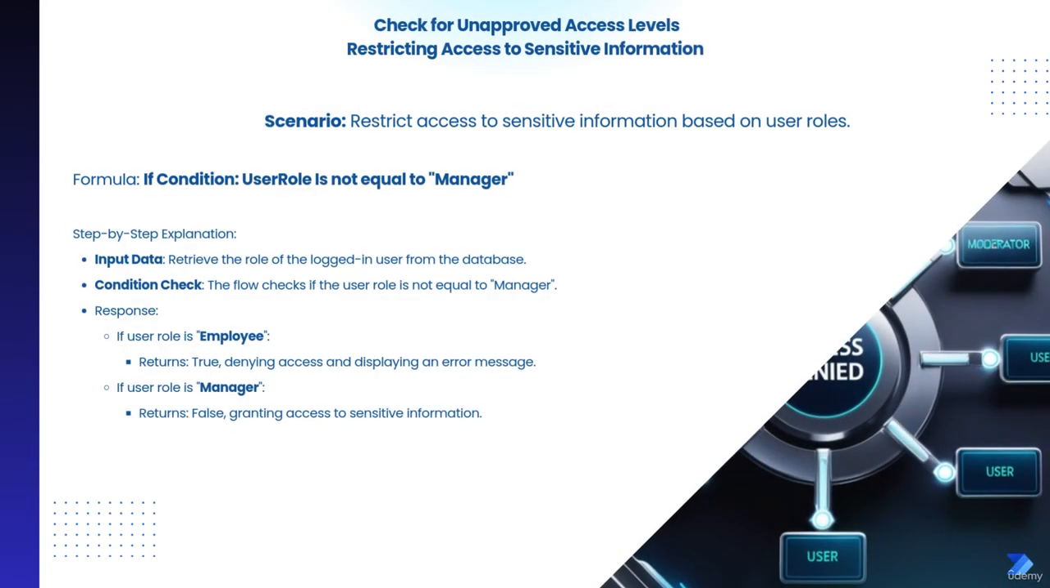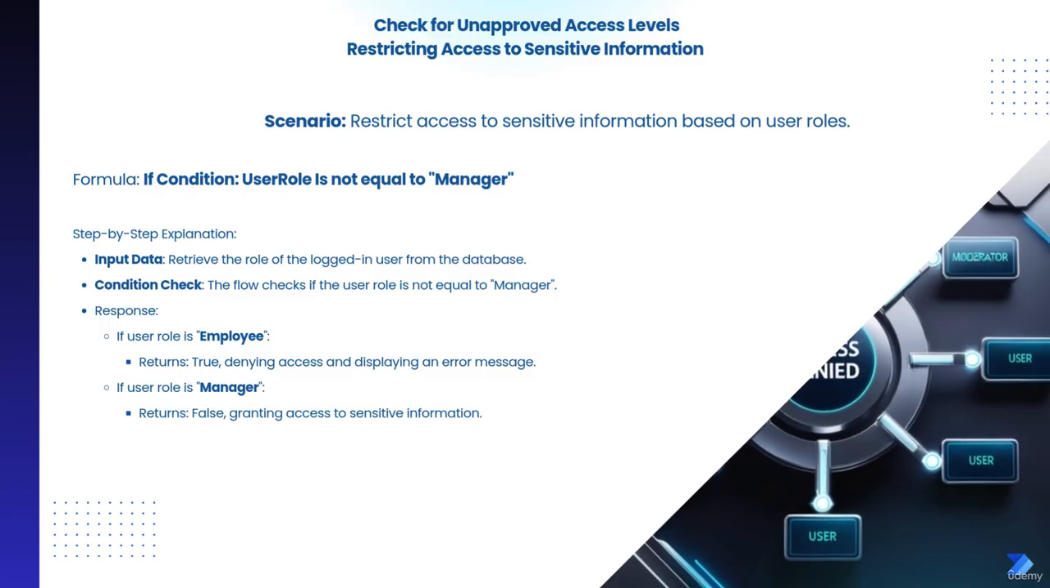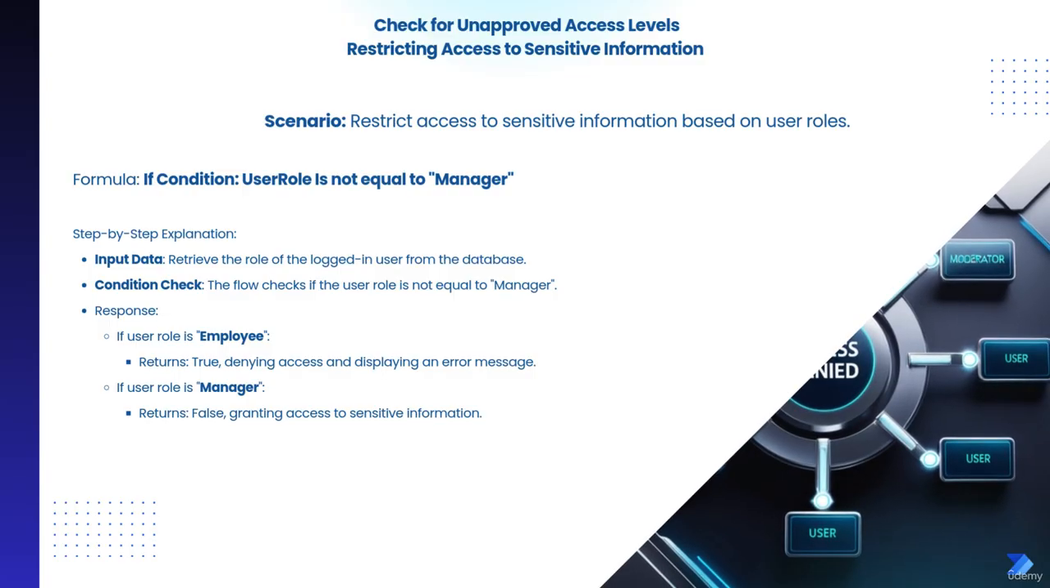Example 2: Check for unapproved access levels. Scenario: in an organizational system, you want to restrict access to sensitive information for users who do not have the appropriate role. The system checks if the user role is not equal to manager before denying access. Formula: if condition, user role is not equal to manager.